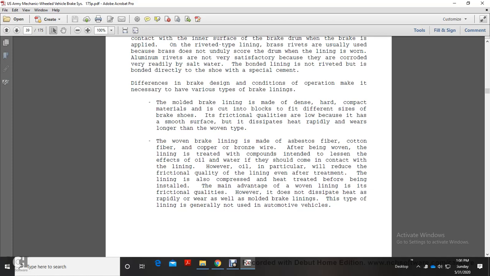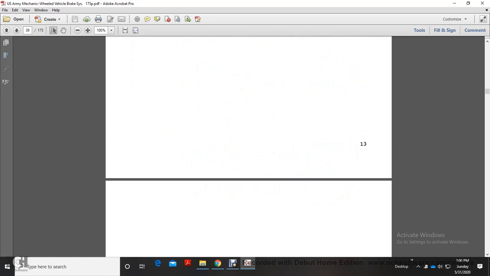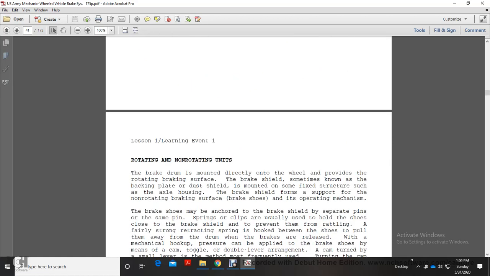However, oil in particular will reduce the friction quality of the lining even after treatment. The lining is compressed and heat treated before being installed. The main advantage of the woven lining is its friction qualities. However, it does not dissipate heat as rapidly, whereas molded brake lining is a type of lining that is generally not used in automotive vehicles.